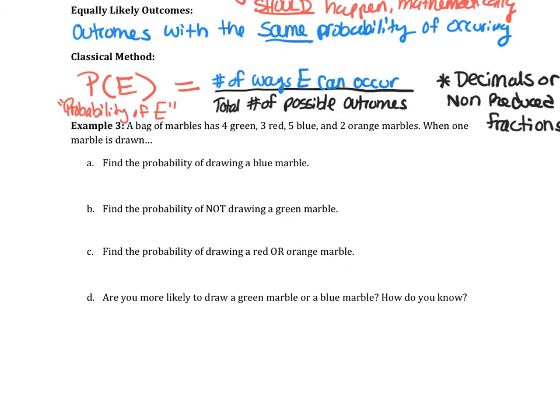Okay, so example 3 now, calculating these classical or theoretical probabilities. If we have a bag of marbles that has 4 green, 3 red, 5 blue, and 2 orange marbles, when one marble is drawn, we want to find the probability of drawing a blue marble. So if we want to find the probability of blue, then that's going to equal, in our denominator, just the total number of possible outcomes, which in this case would be the total number of marbles. Then our numerator would be the total ways event E could happen, or the total ways we could draw a blue marble, which would just be the number of blue marbles.